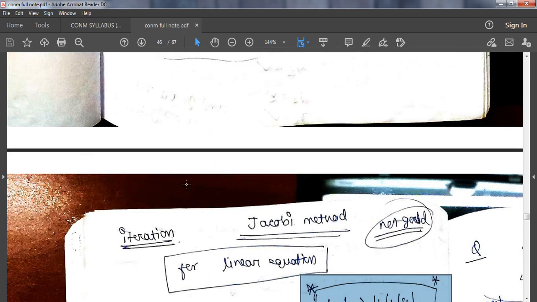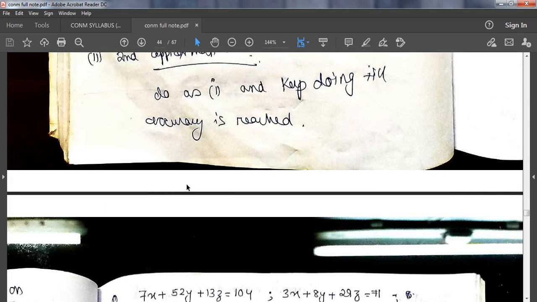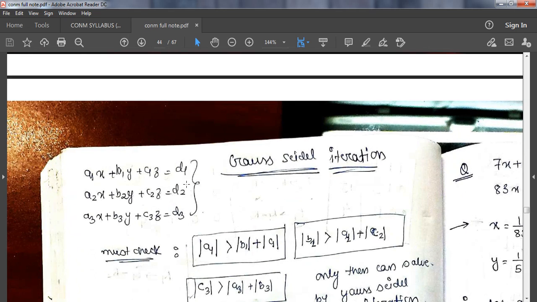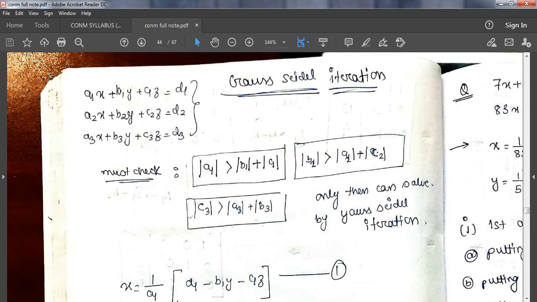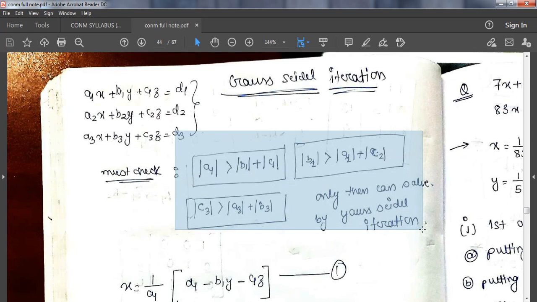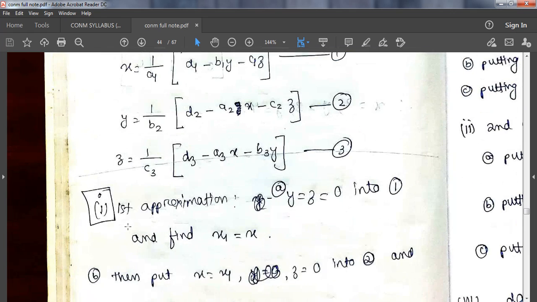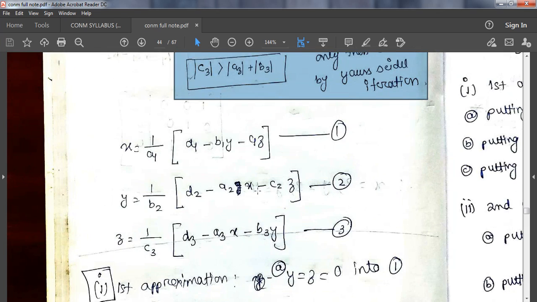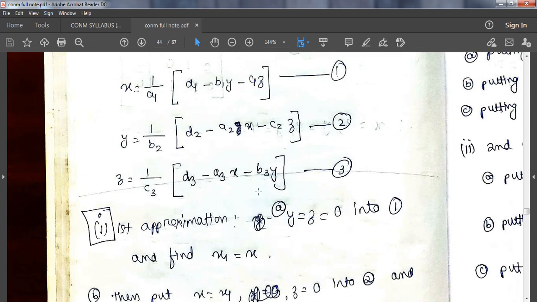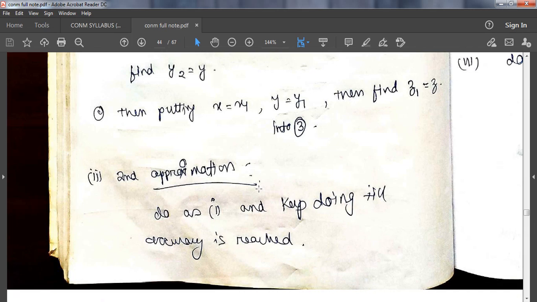Now what happens in the Gauss-Seidel iterations? Over here also we have to first do the same verification. But over here, initially, yes, I took my x, y and z to be 0, but on each iteration I will be updating the value. Let me show it to you.